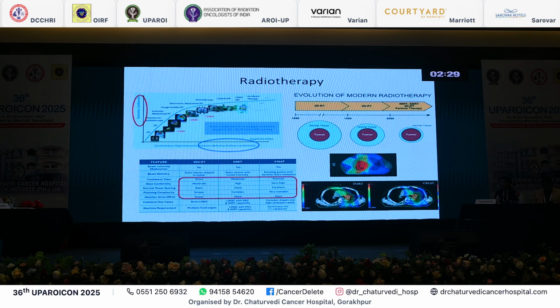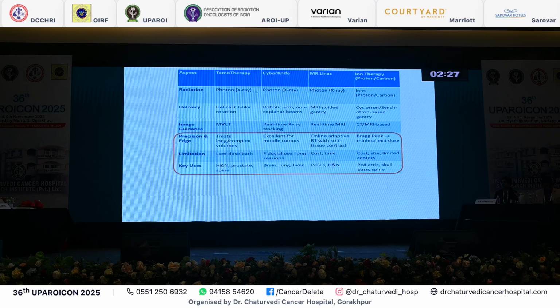And for that we came up with these machines: tomotherapy, CyberKnife, MR-Linac, ion therapy. Over the last two days we had discussion on MR-Linac. We are still searching for what the ideal modality is. Why is that? Each modality has only one or two advantages. MR-Linac has very good soft tissue resolution, but you will be treating only 5 or 10 patients per day. That doesn't serve our purpose in a country like ours.